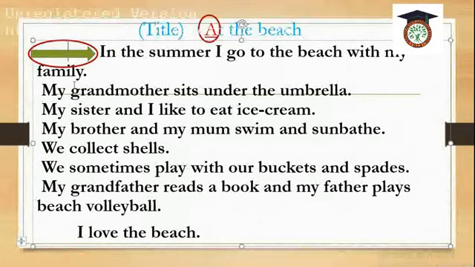Now, let's say what each member of our family does on the beach. My grandmother sits under the umbrella. Remember, one of the activities that we do on the beach is to sit under the umbrella. You can say also, my mother sits under the umbrella. My father sits under the umbrella. My sister and I like to eat ice cream.